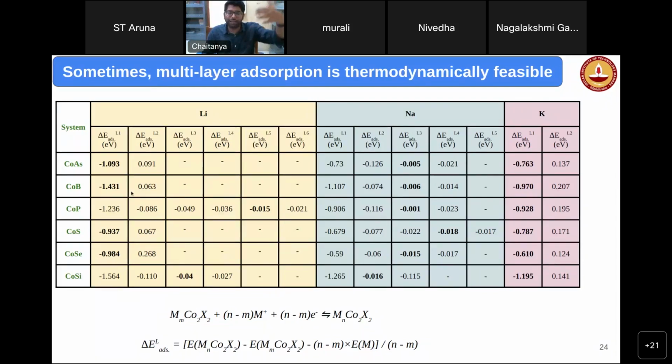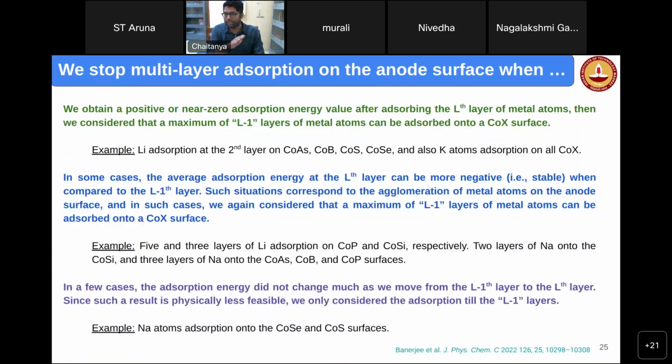Essentially, like this, we have calculated for all the systems, and we have found that certain systems like cobalt phosphide can load up to 5 layers of lithium. That means it can take a lot of lithium atoms. There are various cases where we did not consider the adsorption. The first case, as I said, is if the (L minus 1)th layer is negative but the Lth layer is positive. Anyway, we will be discarding that.